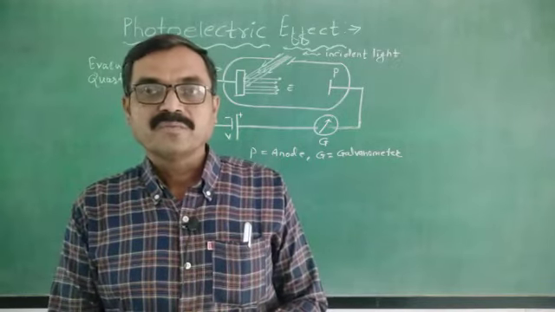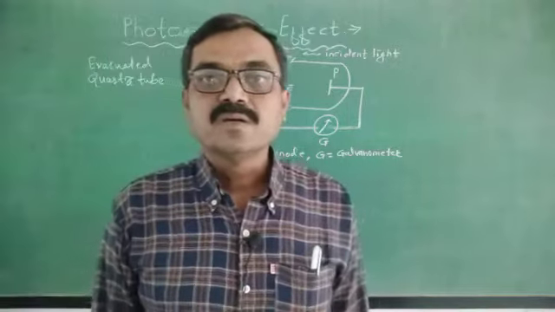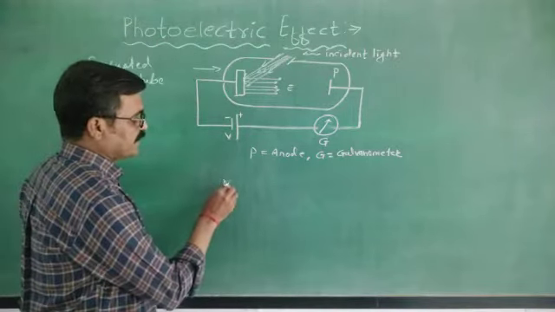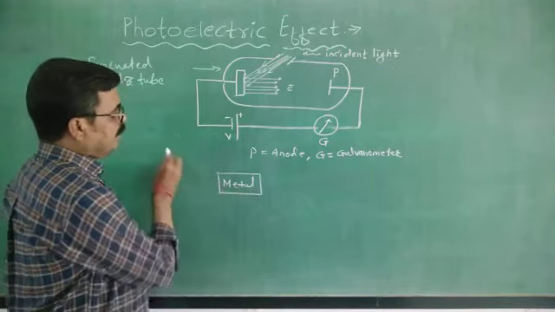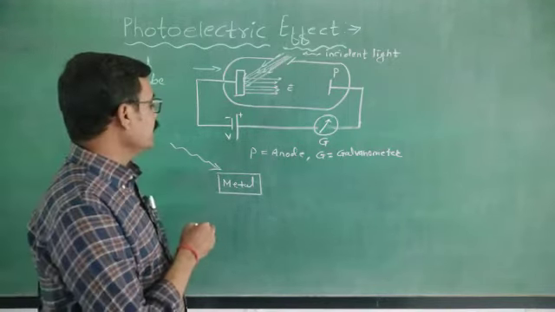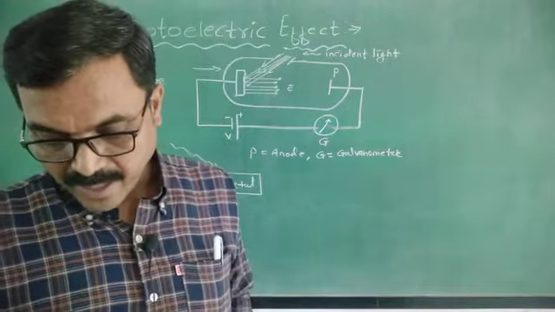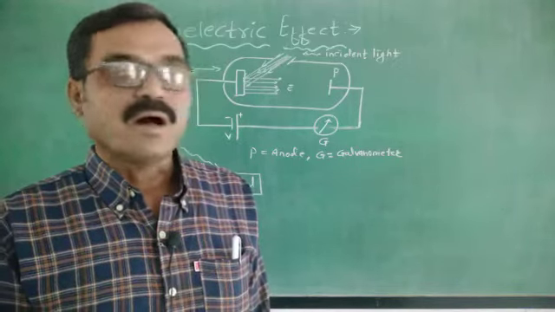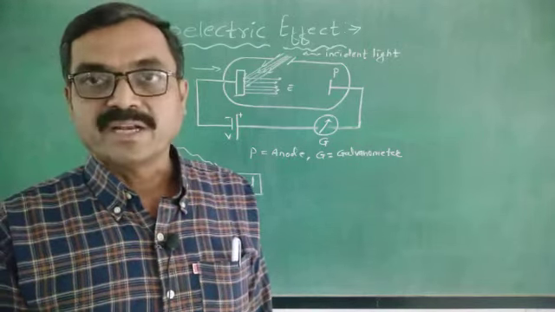Now in the photoelectric effect, when a monochromatic light of a suitable wavelength is allowed to fall on the metal surface, means if we have a metal, then if monochromatic light is allowed to fall on that metal, then what happens? The phenomenon of emission of electrons from this metal surface occurs, and this is called the photoelectric effect.